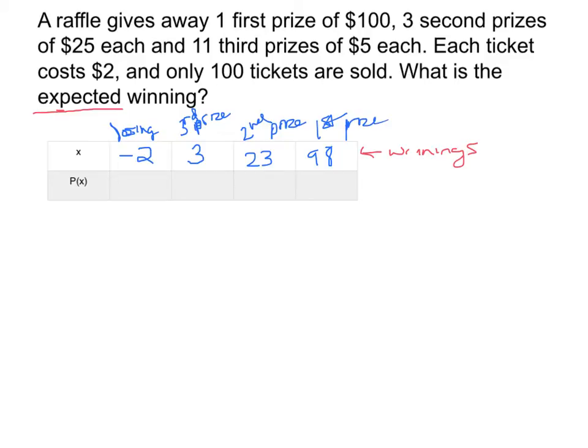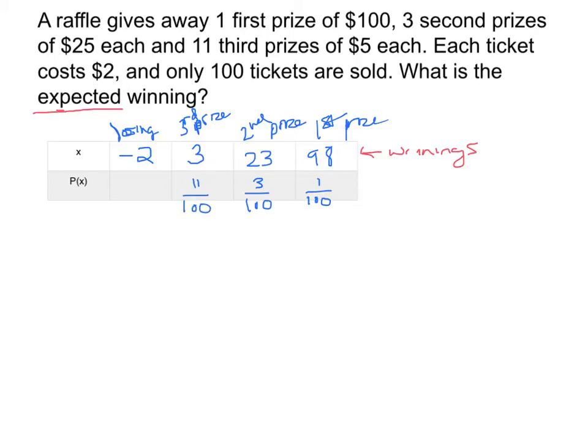So let's talk about now what the probabilities of each of these are. Let's work backwards. The probability of winning first prize, there's only one out of the 100 tickets. So that means the probability is 1 out of 100. For second prize, there are 3 of them. So that means that there are 3 out of 100 possible ways to win second prize. And there are 11 third prizes. So that means that there are 11 out of 100 third prizes.